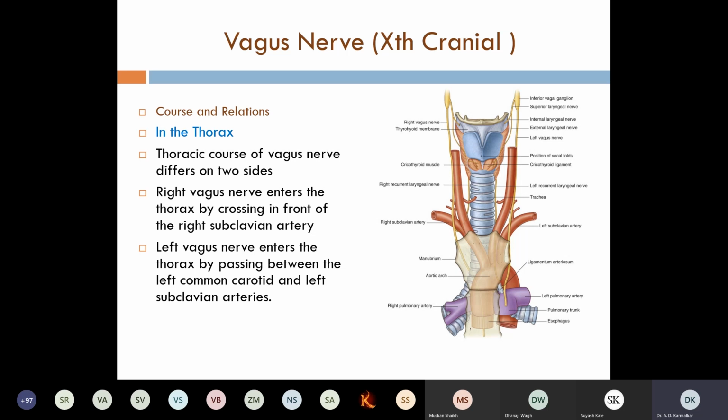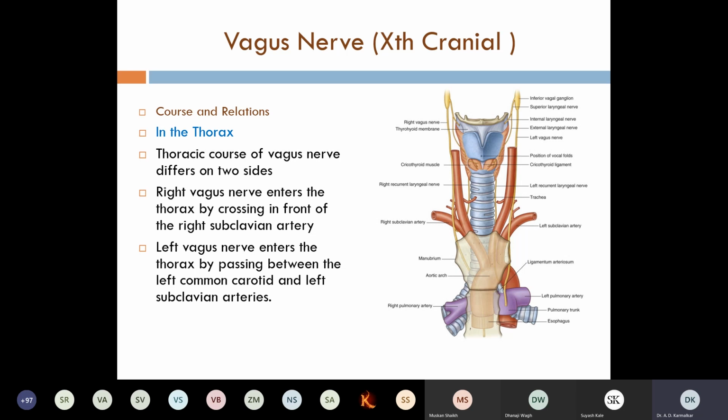It is quite a different course on the right and left side. If you see this diagram, you can easily make out that on the right side it is crossing the right subclavian artery. On the left side, it is in between the left common carotid and the left subclavian. So that's the relation. I am talking about the vagus nerve.